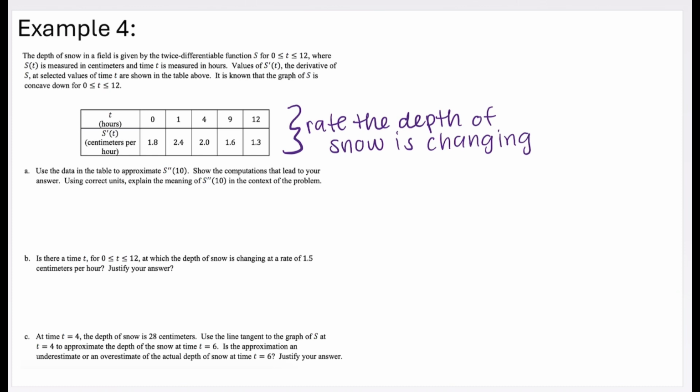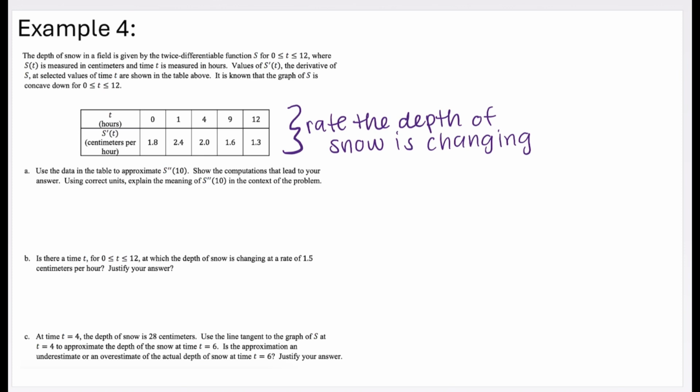So, for example, at hour 4, the derivative is 2.0. That means at hour 4, the snow is falling at a rate of 2 centimeters per hour. When you look at a function that's a derivative, you already know that that is a rate of change. Now, we're going to use the data in the table to approximate the second derivative, so the derivative of the derivative at t equals 10.